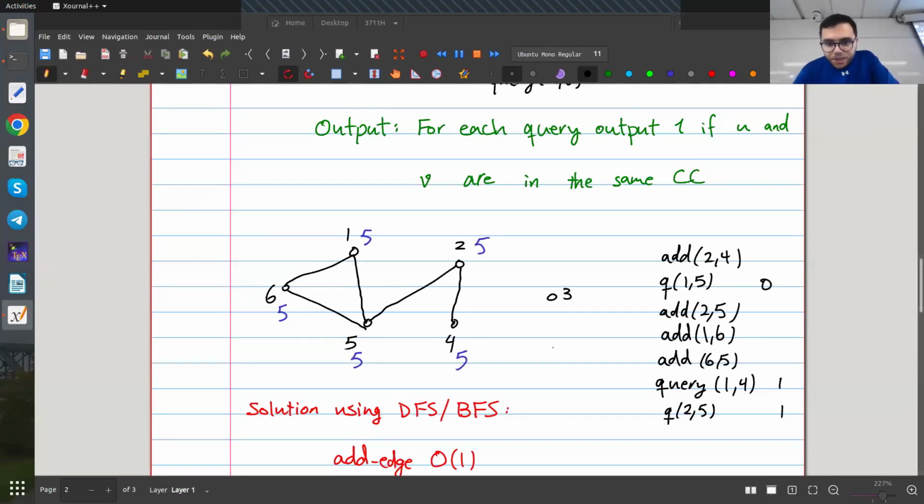And let's add some more vertices here. So let's say I have 7 and 8, and let's say these were also all connected, and let's say that they were each represented by vertex 3.